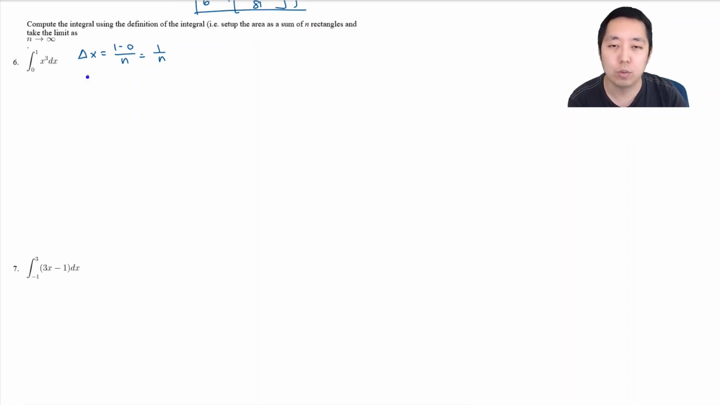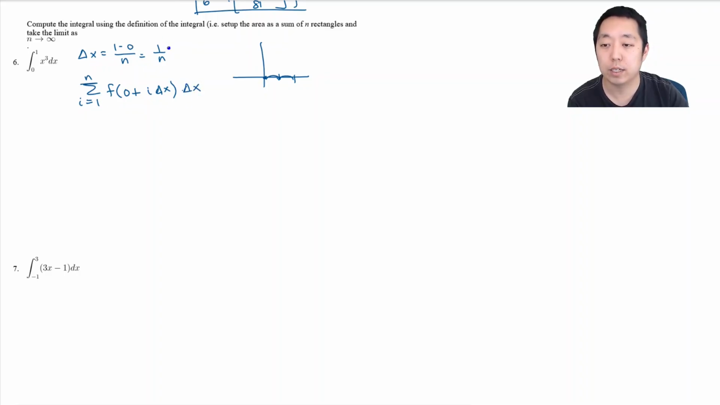You can do i equals 1 to n. So we're going to sum how many rectangles? Well, we're going to sum up the rectangles from 1 to n. We want the height of each rectangle, and the height of each rectangle is always the starting point plus how many widths we've gone over, times i. So that means we start at 0 and we count how many widths we've gone over, the number of i's, and that's the height of the rectangle. And then the width of the rectangle is just delta x. So in terms of delta x, I have to replace it with 1 over n.